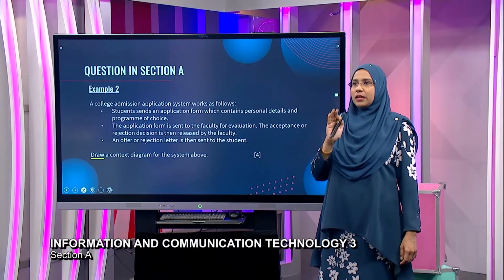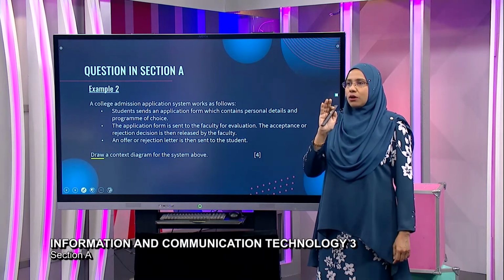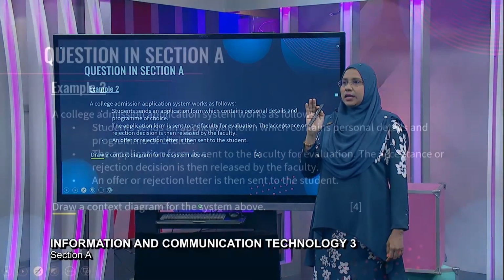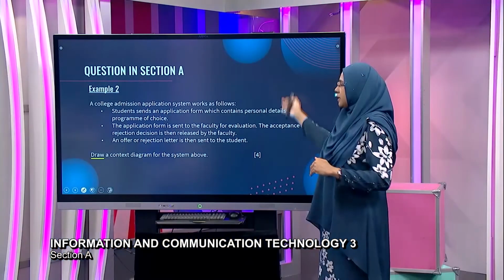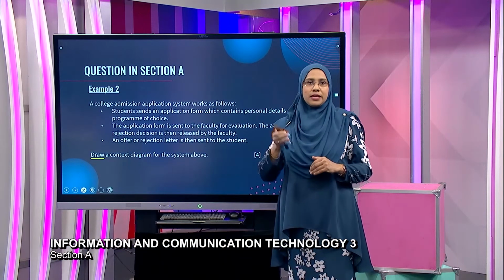Okay, so the first one. Student sends an application form which contains personal detail and program of choice. The application form is sent to the faculty for evaluation. The acceptance or rejection decision is then released by the faculty. Next, an offer or rejection letter is sent to the student. So very clearly we can see the flow. Now, transform what I have written in sentences into a context diagram.